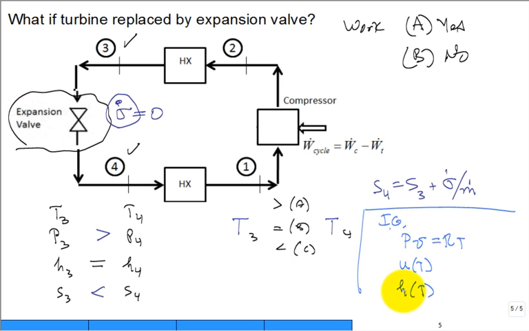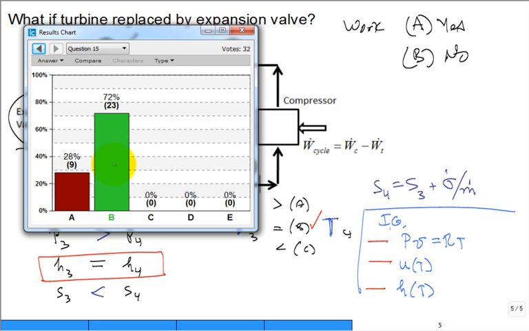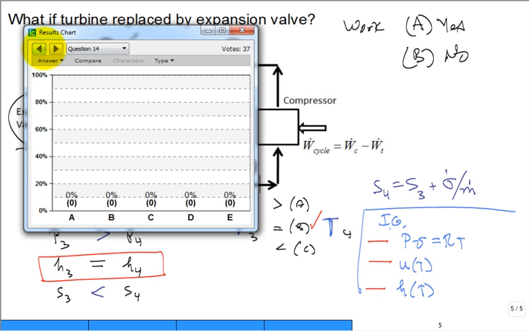All right, I'm going to re-ask the same question. Compare T3 and T4 now that you've been reminded of these simple facts about an ideal gas. Because it's isenthalpic, and H for an ideal gas is only a function of temperature, what do I know about the relationship between T3 and T4? B. They are the same. Now, that's the second answer to the group, but this was the first response to that question.